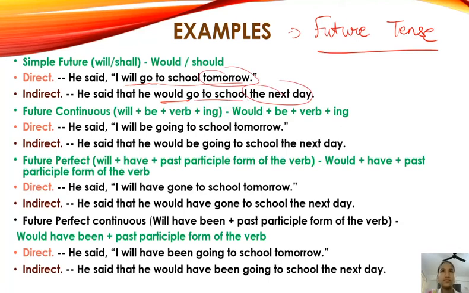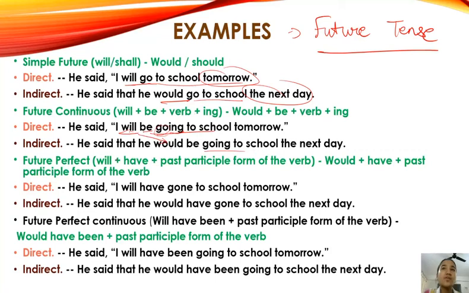You'll be learning this. Don't worry. Next, future continuous: will plus be plus verb plus ing. Will be going to school tomorrow. He said that he would be going. Again, will changes to would, and the others remain the same.